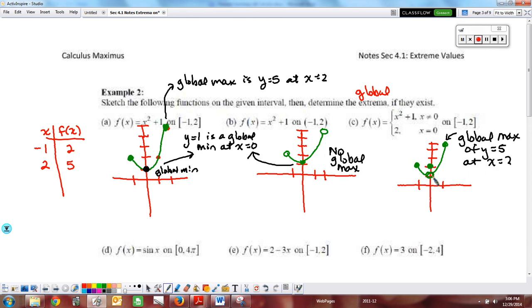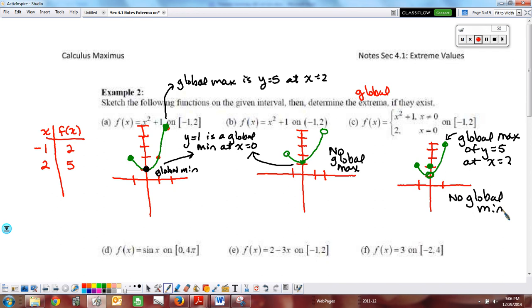But then we get down here and we see that we have a problem, because this point no longer exists, and notice now, what am I violating? I'm violating the fact that I have a closed interval, but it's not continuous on the closed interval. It's not continuous at x equal to 0. And so in this case now I have no global min.